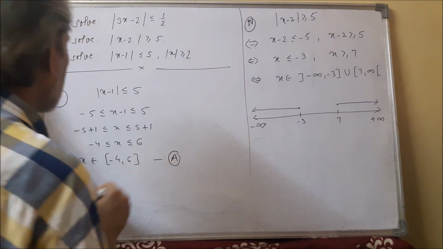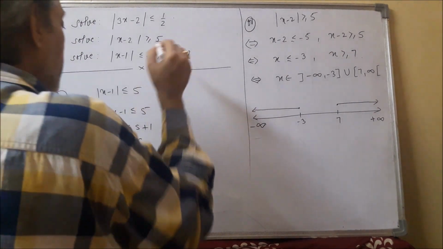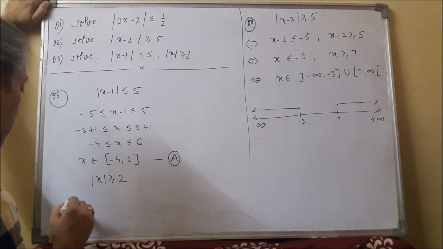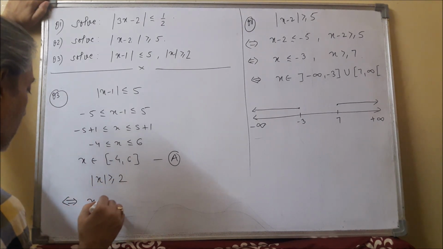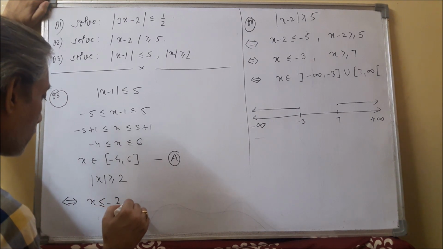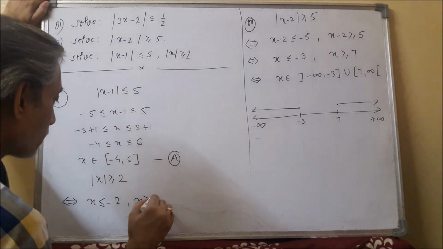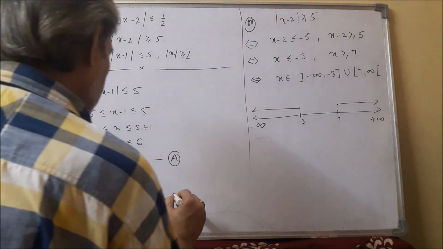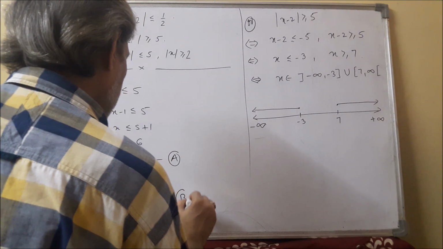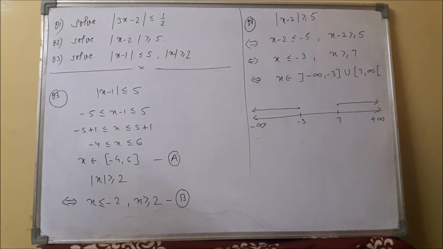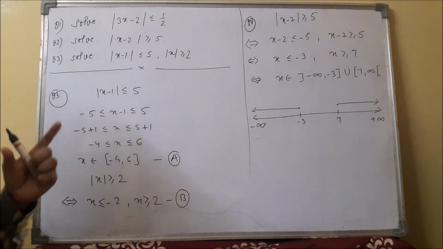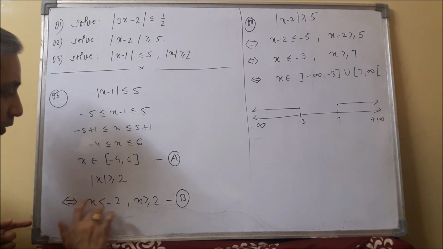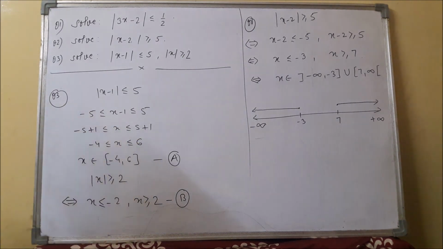Call it A. Now I am going to solve this. Mod of x more than or equal to 2. This implies either x is less than or equal to minus 2 or x is more than or equal to 2. This is part B. Now we have to take only those values of x which are common to both this and this. This is OR, this and this AND.